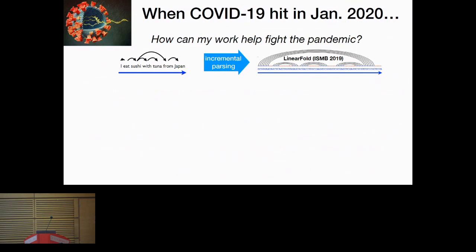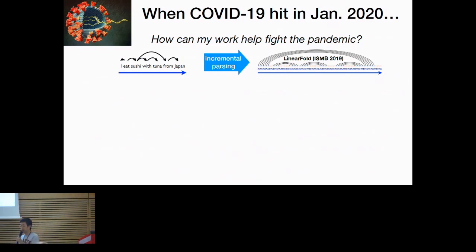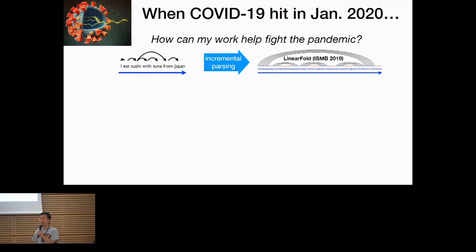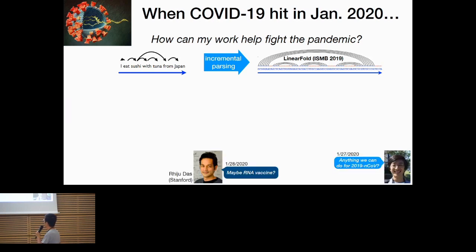So this whole story happened right at the beginning of COVID. In January of 2020, I was at the peak of COVID in Wuhan, China. I was thinking, how can my research help fight the pandemic more directly? I knew that LinearCode, which I published in this ISMB COSI four years ago, could have direct impact, like predicting the genome structure. But I wanted to have some even more direct impact, to directly cure the disease or do vaccines or whatever. So I asked my friend Rhiju Das from Stanford, who was a longtime user of my software LinearFold before the pandemic.